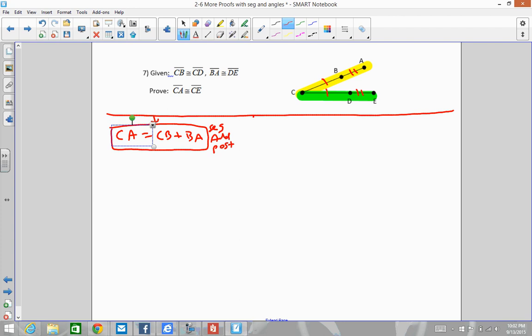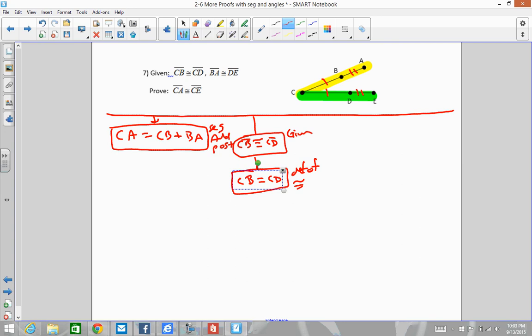Next, I'm going to bring in one of my givens, that CB is congruent to CD. That is a given piece of information. Now, that's a congruent sign, and I need an equality sign, so I'm going to say CB is equal to CD. And I can say those are equal because of the definition of congruence. Remember, I told you the night before that that was going to be so important to get things from congruence to equality.